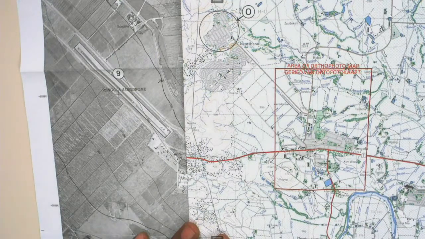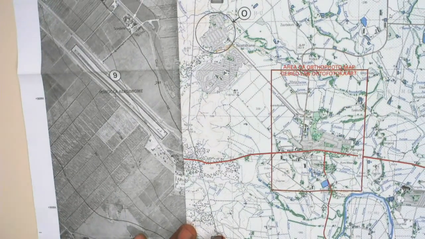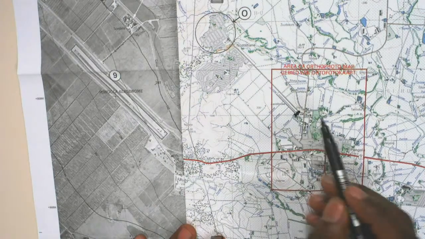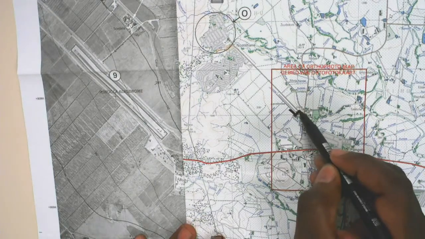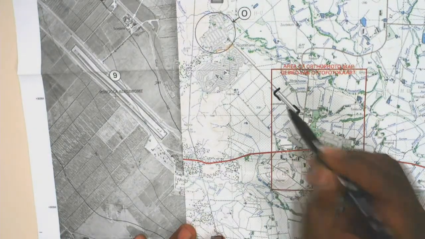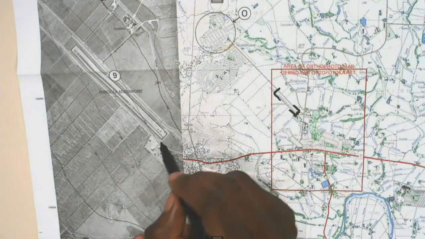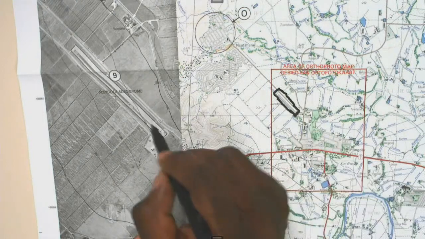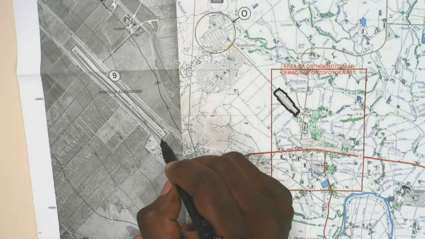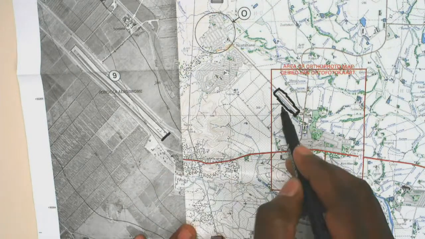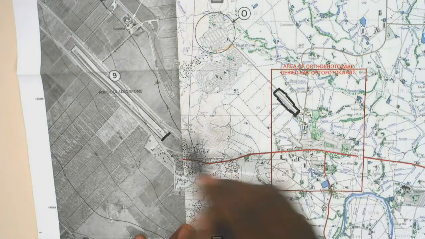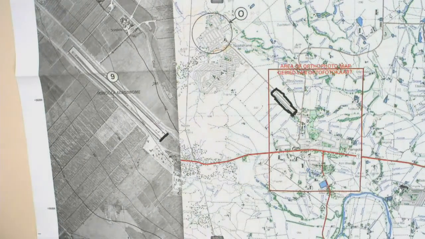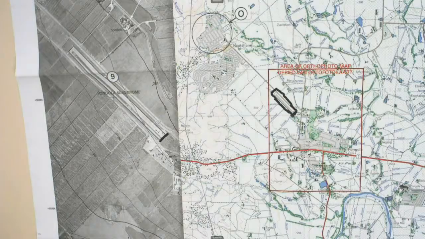This is the aerodrome. On the topographical map, there is your aerodrome, all of this. But when you look at it on the orthophoto map, you can see it is bigger than this one. This aerodrome appears to be bigger than this. Why is that the case, grade 12? That's what the question is actually asking you.